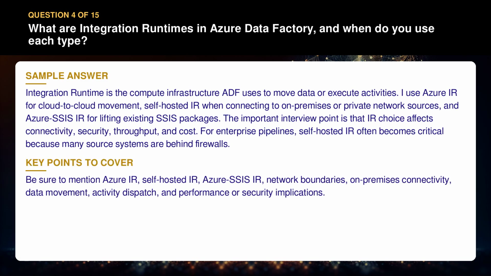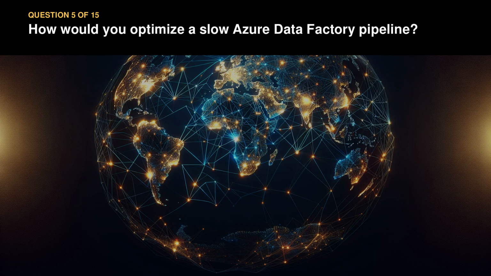Be sure to mention Azure IR, self-hosted IR, Azure-SSIS IR, network boundaries, on-premises connectivity, data movement, activity dispatch, and performance or security implications.